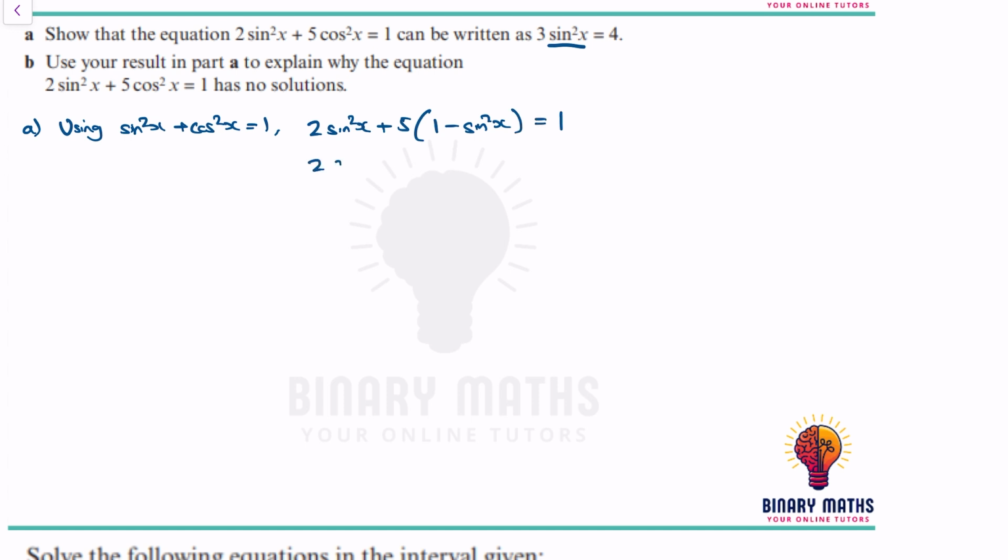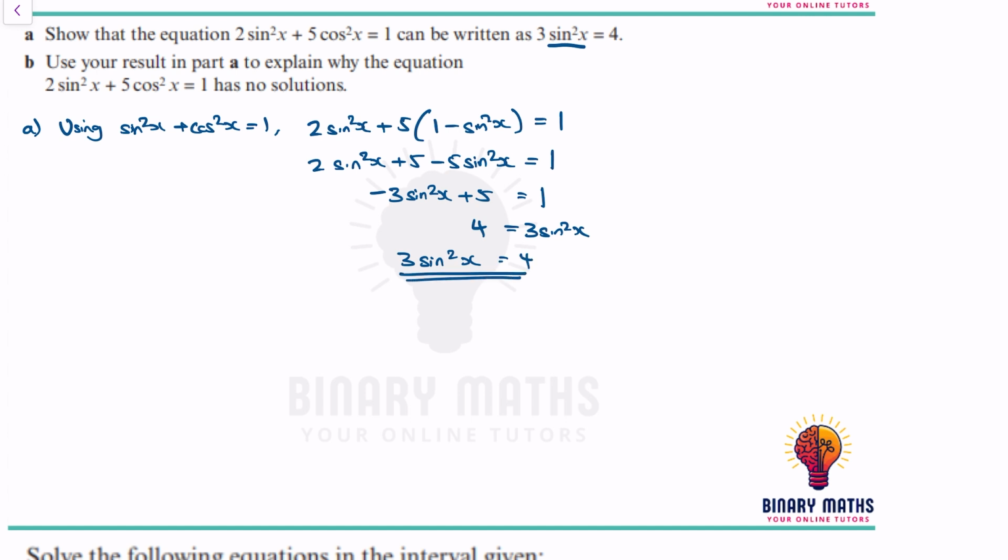So I end up getting 2 sine squared x plus 5 minus 5 sine squared x, when I expand the bracket, is equal to 1. So I get negative 3 sine squared x plus 5 is equal to 1. If I take the negative 3 sine squared x over to the other side, I get 3 sine squared x on the other side. And 5 take away 1 gives me 4. So that means 3 sine squared x is equal to 4, which is what I wanted.